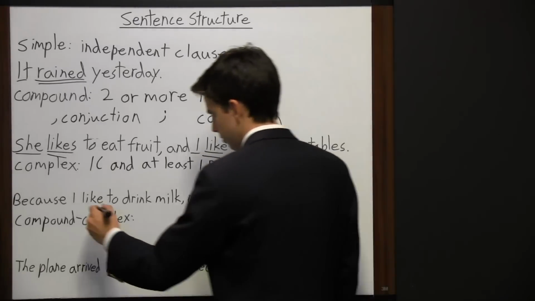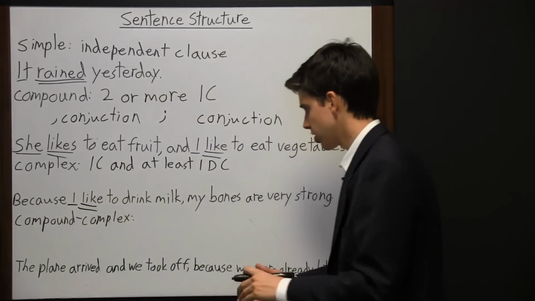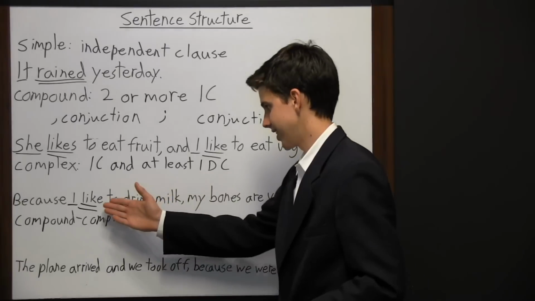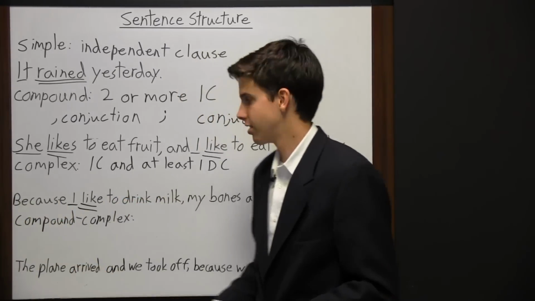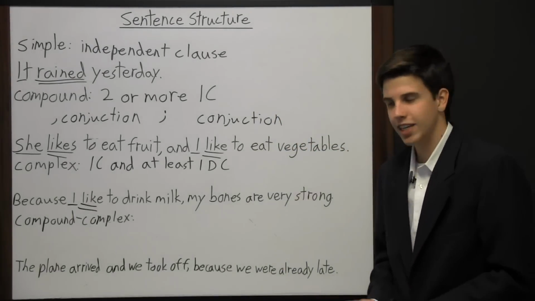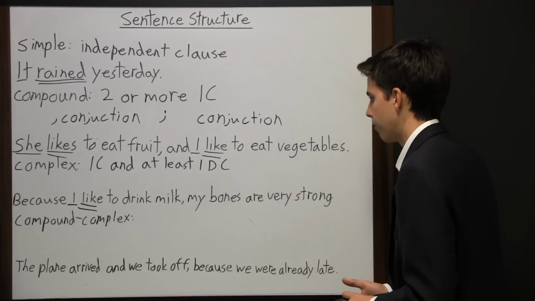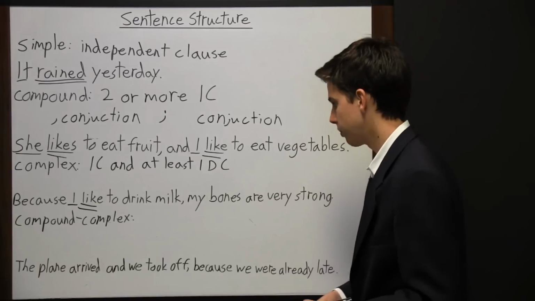Now here you see the subject I and the verb like. So you have I like to drink milk. You have a subject and a verb, but this is not a complete sentence. This is a dependent clause because of this word right here, because. If you were to say, because I like to drink milk, that wouldn't be a complete sentence. You need something else to it to finish it out. So that's why we call this a dependent clause, because it's dependent on another clause to be complete.